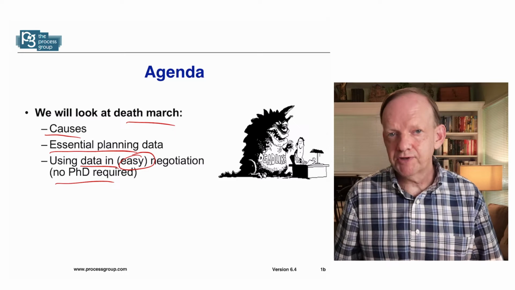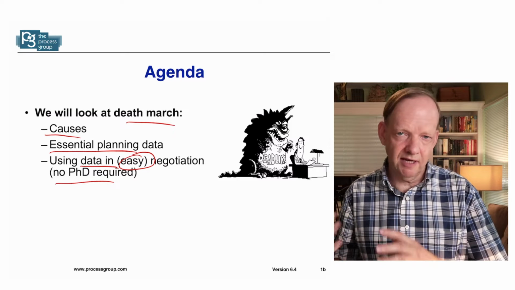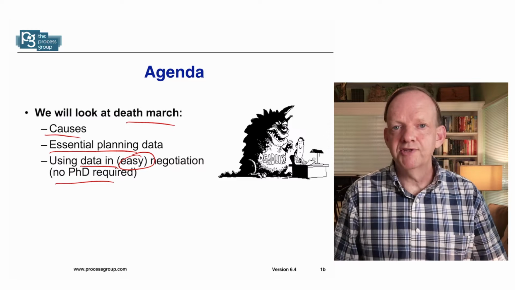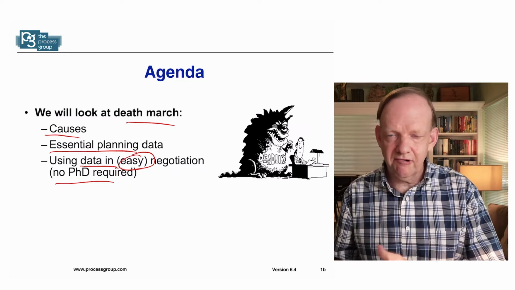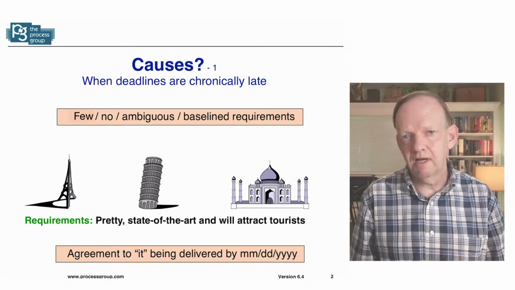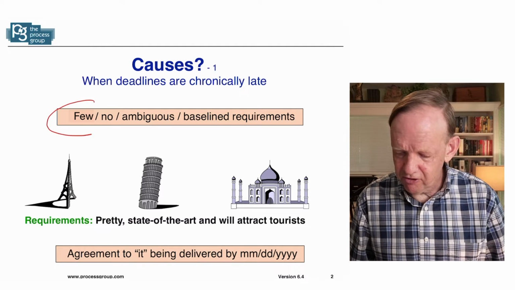A project death march is where the project has a deadline and they have no idea if they can meet it or not, and so they put their nose to the grindstone and they work 24/7 to see what happens. One cause: little or no requirements.